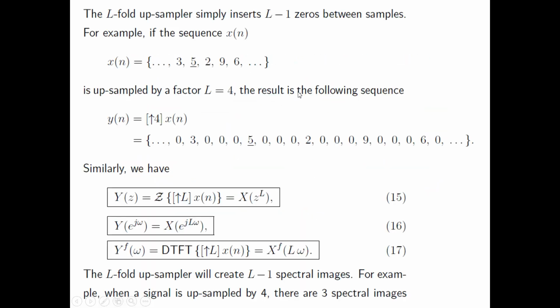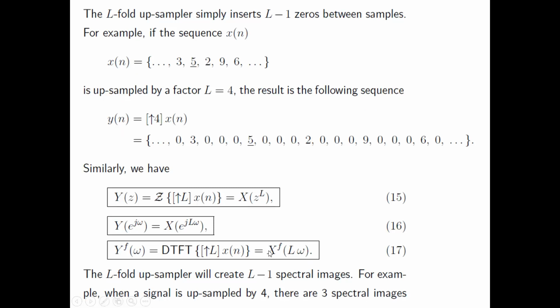Y(z) is equal to X(z squared) in the case when the upsampling factor is 2. But in general, if we take the upsampling factor of capital L, we can generalize the concept and say that Y(z) is equal to X(z to the power L). And if we replace z with e to the power j omega to get the Fourier transform, Y(e^jω) is X(e^jωL).